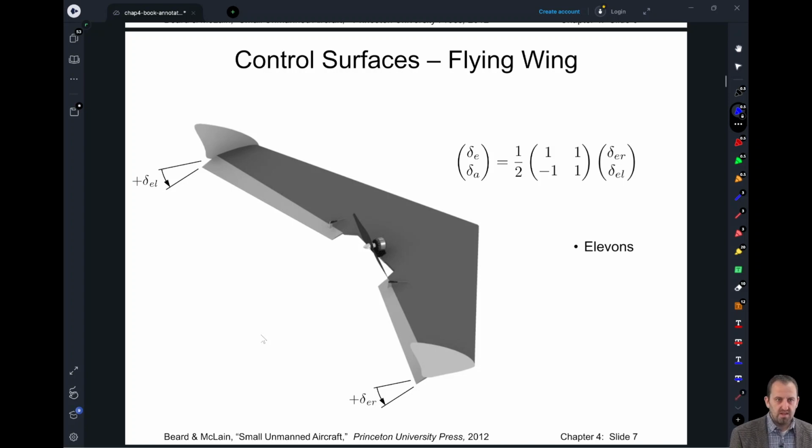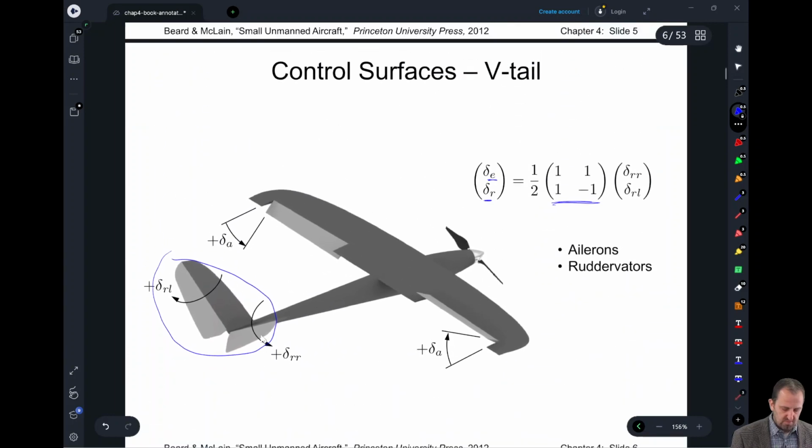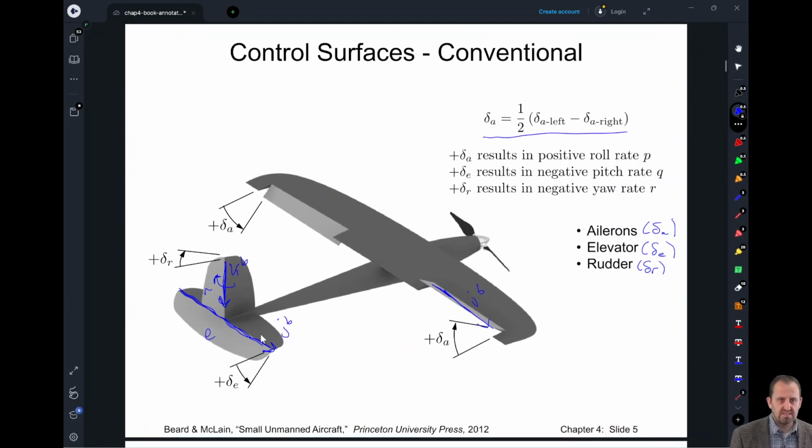We have our flying wing. Instead of having a tail at all, we now have what we call elevons. Again, we can get the elevator and aileron as a linear combination of these elevons. Now, it feels like we're missing a couple of our inputs, but we'll see later on that we can use the secondary effects of these inputs to get the desired effect from the ones we're missing. So really quite awesome. We have a few different configurations, and we can map all of those back to our conventional system where we have ailerons, elevators, and a rudder.